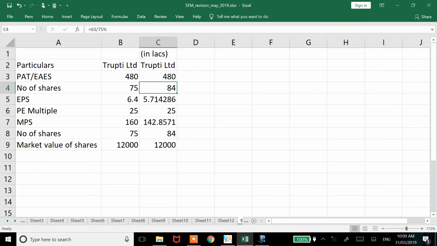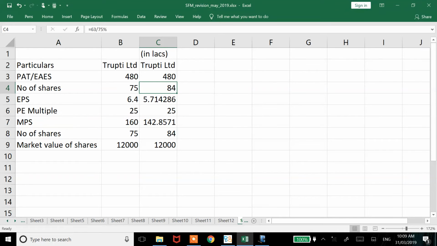Any doubts on this? No, because your market value depends on PAT or it depends on P multiple. The free float market cap will change now, because you have allotted more shares to your minority shareholder. See, the point is, market cap can change only with these two, PAT or P multiple.